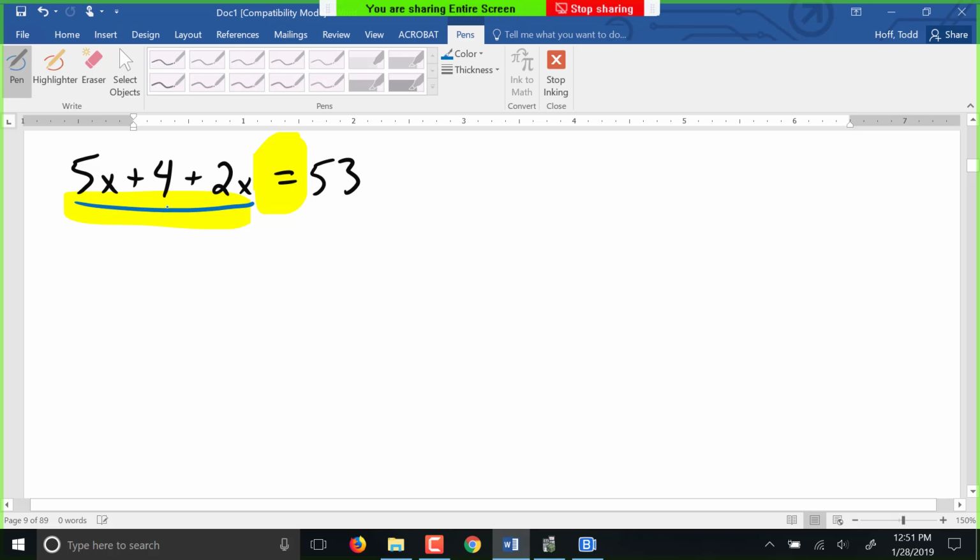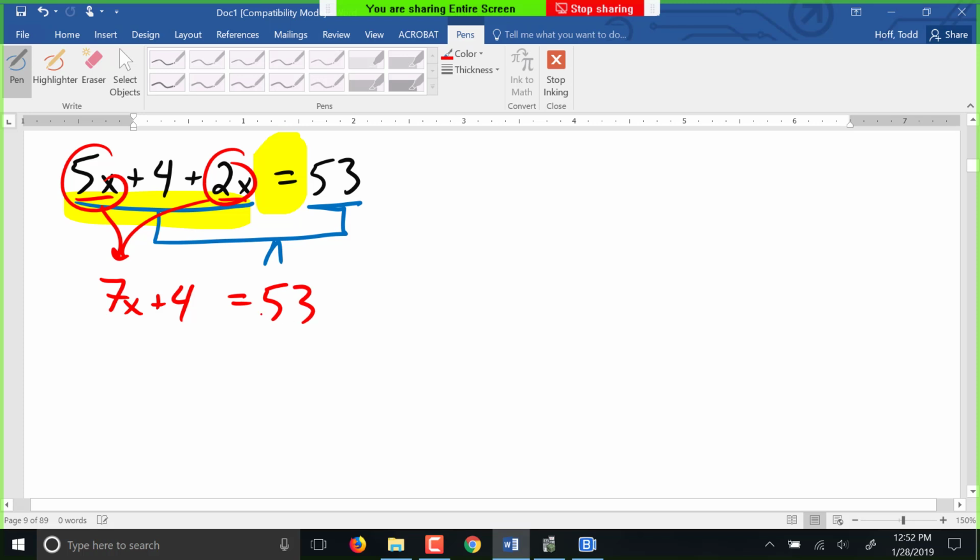There you go. In this case, if we go back to thinking of that idea of a balanced scale, the 5x and the 2x are on the same side of the scale. So you're exactly right. We can just push them together in one big pile or combine like terms. 5x and 2x make 7x.